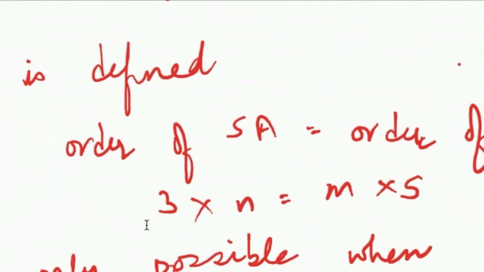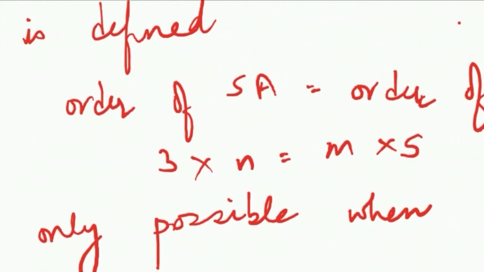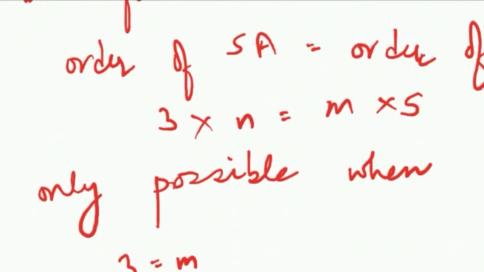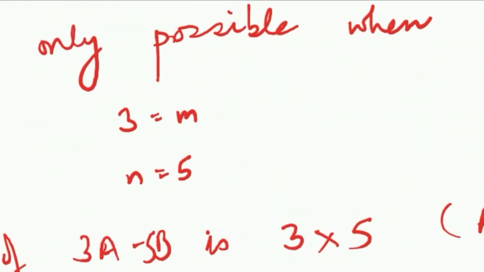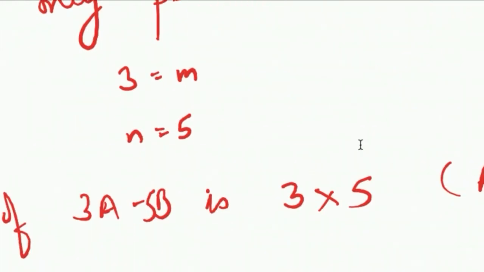So this is 3 cross n and m cross 5. And this is only possible when n is equal to 5 and when m is equal to 3. Right? N has to be 5 and m has to be 3. So if this matrix 5a minus 3b is defined, its order has to be 3 cross 5. The order 3 cross 5 हो जाएगा.